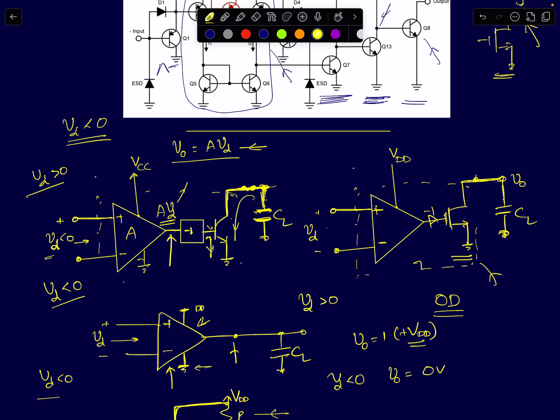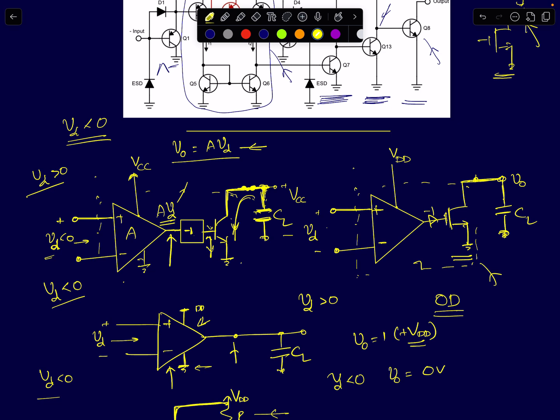So this capacitor, assume that the initial capacitor voltage was equal to VCC. Assuming it's bipolar, I'm assuming the supply voltage equals VCC. It was initially charged to VCC. It will get fully discharged to 0 volts.